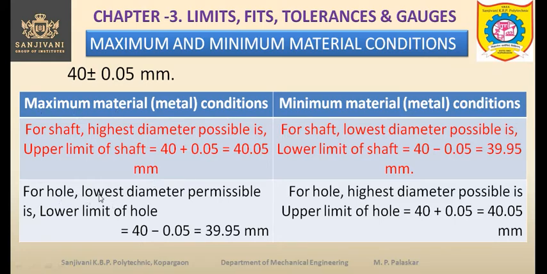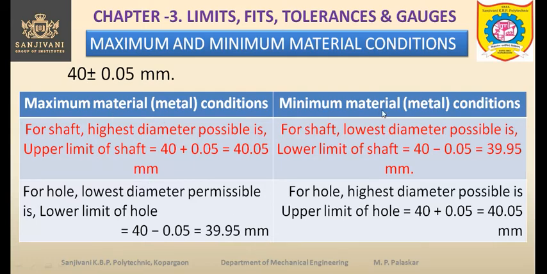But for the hole, the maximum material condition is defined by the lowest diameter permissible. So the lower limit of the hole will be 40 minus 0.05, that is 39.95 mm. So when the size of the shaft is 40.05 mm and the size of the hole is 39.95 mm, that is the maximum material condition.